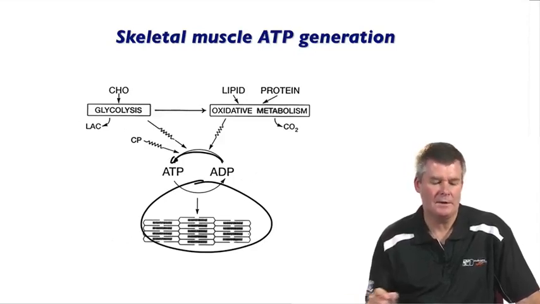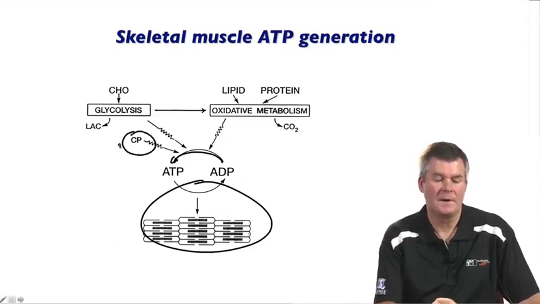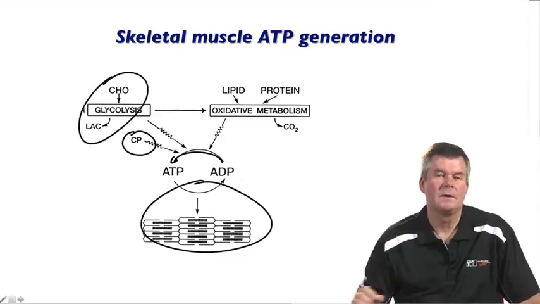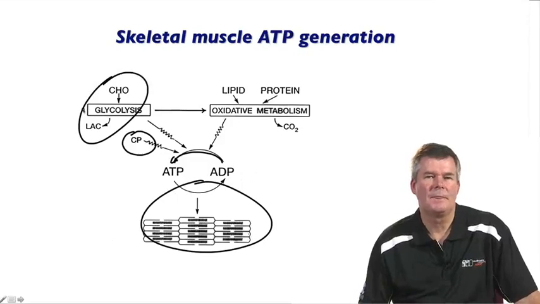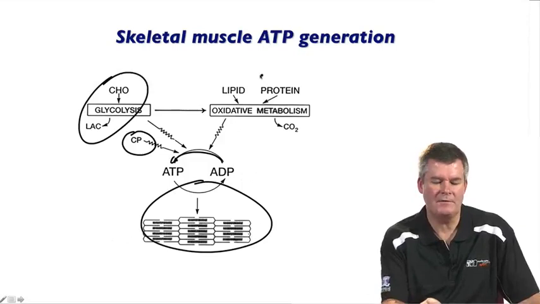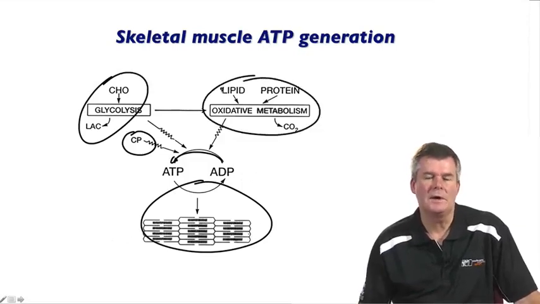For the moment, however, creatine phosphate and the degradation of carbohydrate to lactate are the so-called anaerobic pathways. And then in terms of oxidative metabolism, the utilization of carbohydrate, lipid, and to a very small extent, protein.